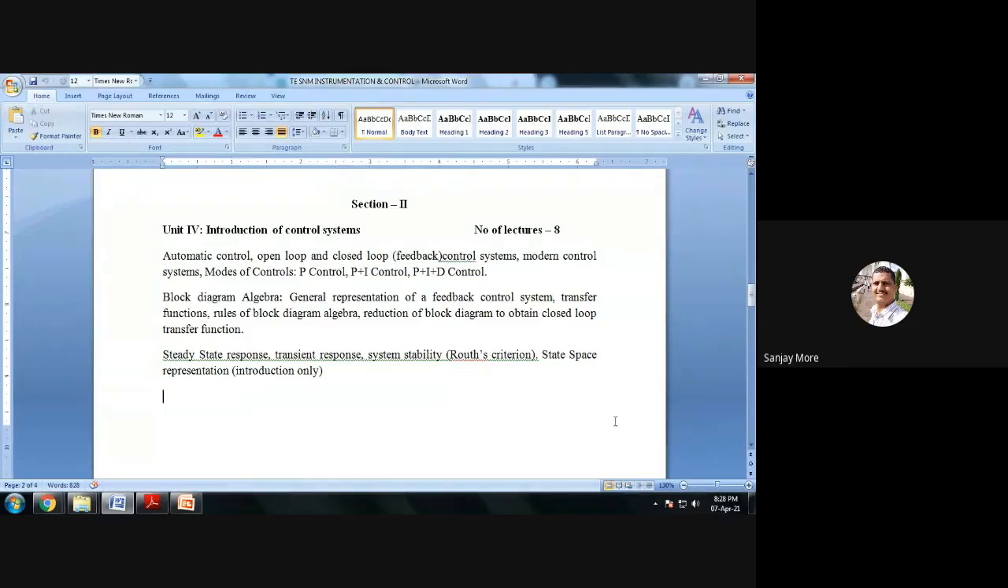Then next para: steady state response, then transient response, then system stability, in bracket Routh criteria, and the last point, state space representation, introduction only. So this is the syllabus of section 2, unit number 4, introduction of control system.